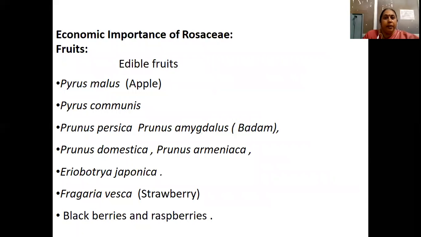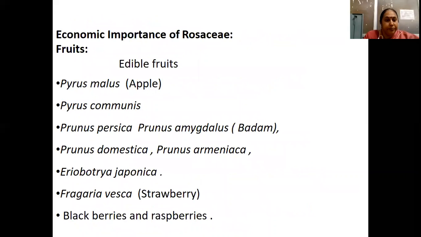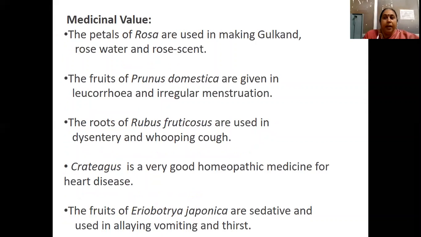Coming to the important plants which come under this family, we'll study under different headings. Coming to the first one, that is edible fruits. Pyrus malus, that is apple, then Pyrus communis, then Prunus amygdalus, that is badam, then Prunus domestica, Eriobotrya japonica, then Fragaria, that is strawberry, then blackberries and raspberries.